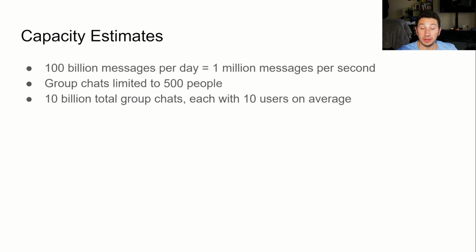Let's estimate that we have 1 billion users sending 100 billion messages per day. This equates to a bit over 1 million messages per second. Another practical limit that both Messenger and WhatsApp enforce is on group chat size, which they keep to around 500. Finally, let's assume we have 10 billion total group chats, each with 10 users on average.